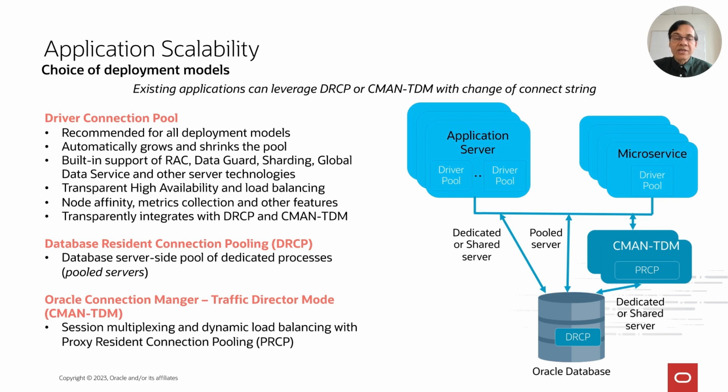In addition, we are also supporting a proxy-level connection pool, which is Oracle Connection Manager in Traffic Director mode, and you can deploy it on the application side. For example, if you have a Kubernetes cluster running hundreds of microservices, you can run CMAN-TDM within the Kubernetes cluster, and all the microservices can talk to CMAN-TDM, and then CMAN-TDM can pool all the connections across the Kubernetes cluster and talk to the database server. And that way you have better utilization of the database resources and connections.